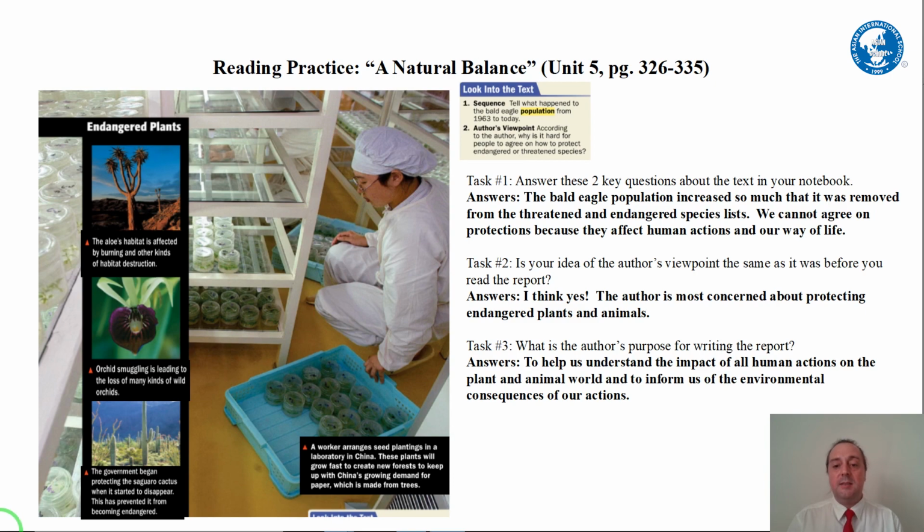To help us understand the impact of all human actions on the plant and animal world, and to inform us of the environmental consequences of our actions. Again, everything we do affects the environment around us. Our habitat is shared with animals and plants. We all live together in the same place. And so all of our actions have consequences. And that's what she's trying to tell us about in this environmental report.